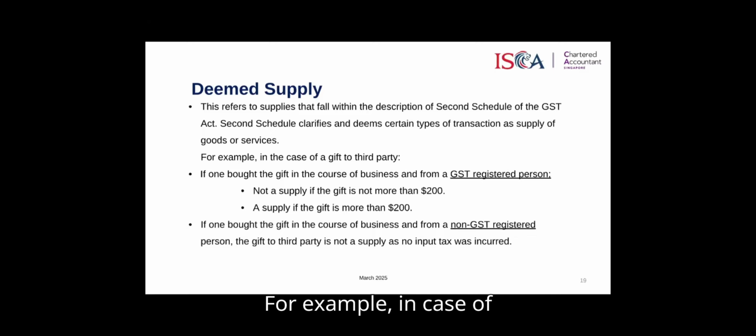For example, in case of giving a gift to a third party, if you bought the gift in the course of business from a GST registered person, it will not be considered a deemed supply if the gift you are giving to the counterparty is not more than Singapore dollars 200. However, if the value of the gift is more than Singapore dollars 200, it will constitute a deemed supply for which you will need to account for GST.